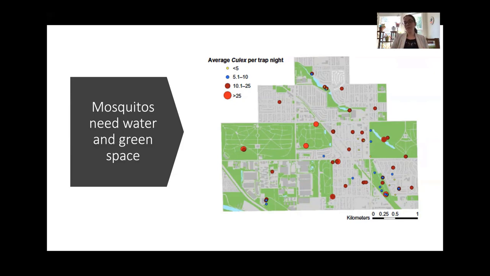So this is one neighborhood in the Chicago area that our team mapped very closely, where the green space was, where the trees were, where all of the water sources were, and looked at how many Culex mosquitoes you could collect in a night in the different areas of this. And you'll see that there are much bigger circles, which means more Culex collected in these green areas that have some form of standing water near them. They like to be around wet green spaces.